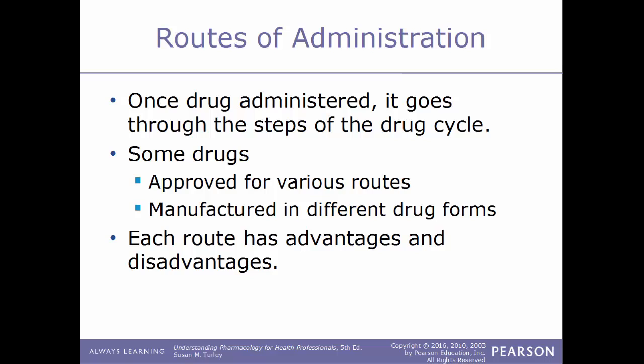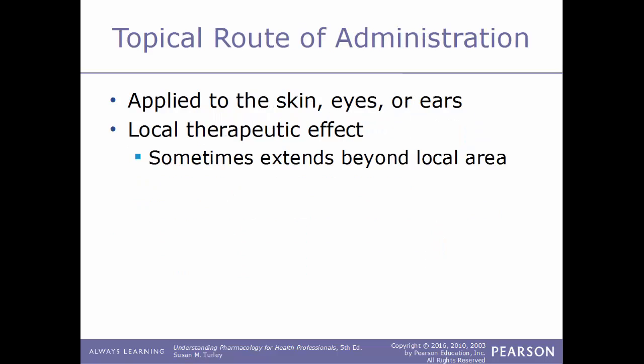Alright, now we'll talk about various routes of administration. Once a drug is administered, it goes through the steps of the drug cycle. And some drugs are approved for various routes, so they will be manufactured in different drug forms. And every route of administration has advantages and disadvantages. So the first one we'll talk about, the topical route of administration.